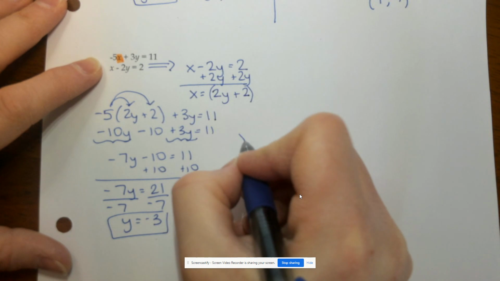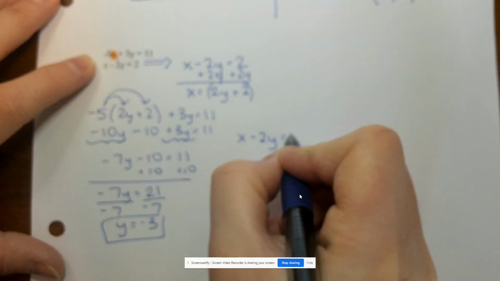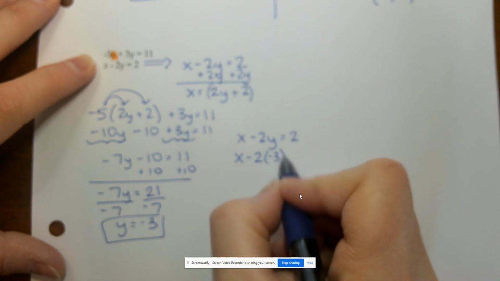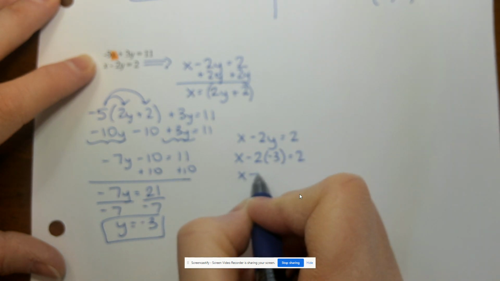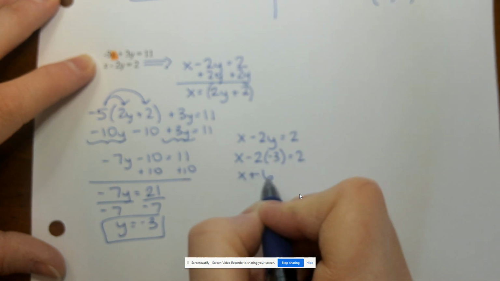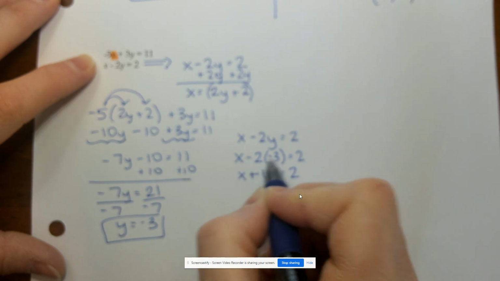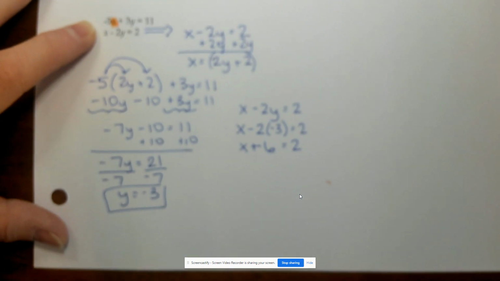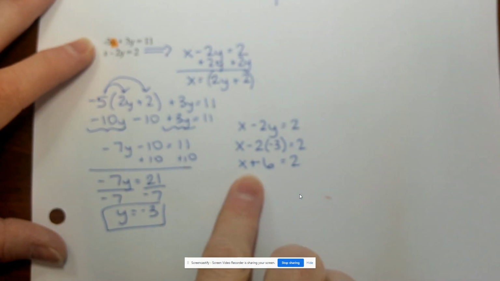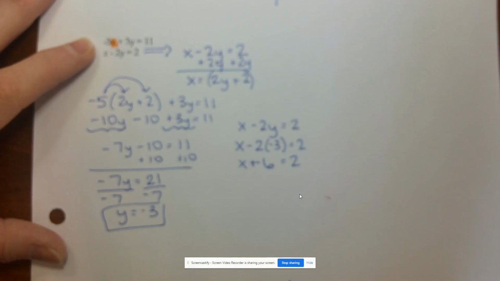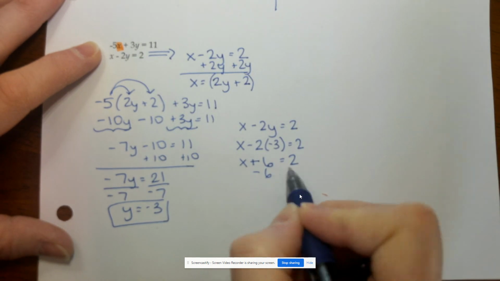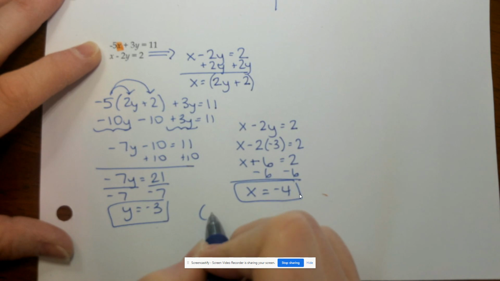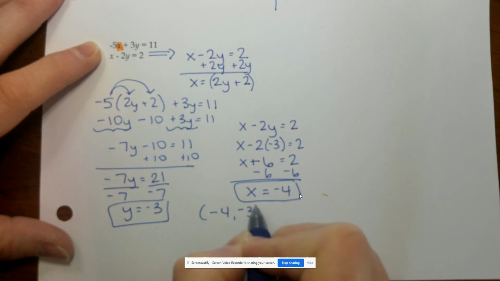Now I go back. I'm going to pick the simpler of the two equations, though either one would work. x minus 2, instead of the y, we're going to plug in the negative 3. x minus a negative 6 would become plus 6, right? Minus, and then 2 times negative 3 would be negative 6, minus negative 6 becomes plus 6. x plus 6 equals 2. I'm going to subtract 6 on the left, subtract 6 on the right, get x equals negative 4. And my solution would be negative 4, negative 3.